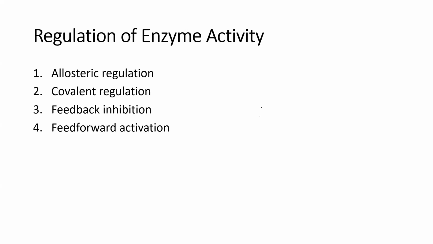And so regulation of enzyme activity is how we turn enzymes off in the absence of substrate or product, depending on the direction, or we can turn them on again, depending on the concentration of substrate or product. So let's look at the 4 mechanisms that are involved in regulating enzyme activity.